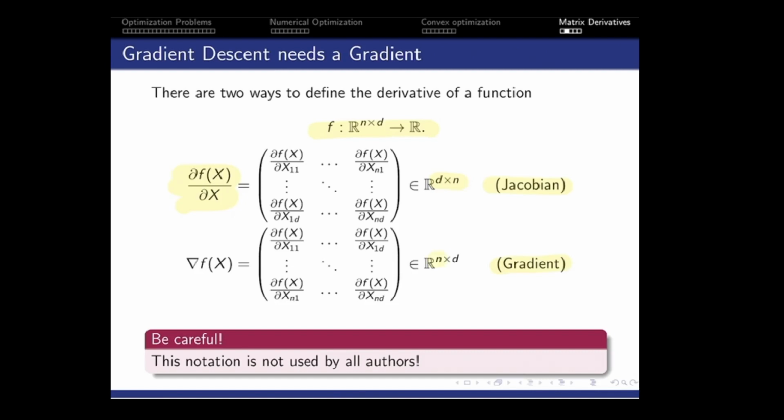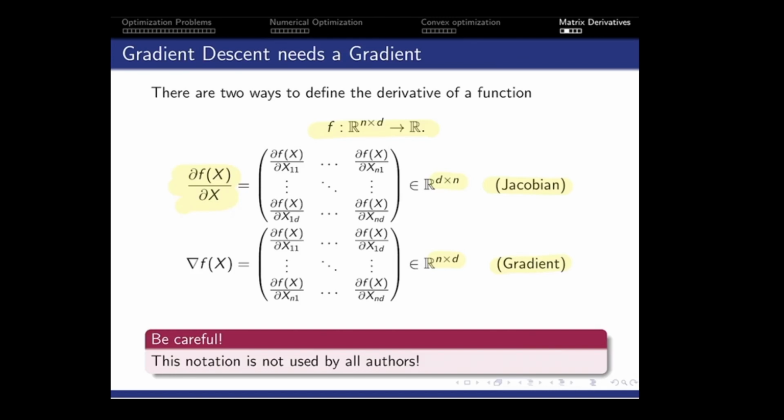And the gradient has this nice property that if you map to the space of real values, the gradient has the same dimensionality as your input space. And this is also why you can make a gradient descent step. So you can just say x minus some step size times the gradient, and this is then well defined. This has the same dimensionality. For the Jacobian, we would have to transpose it.